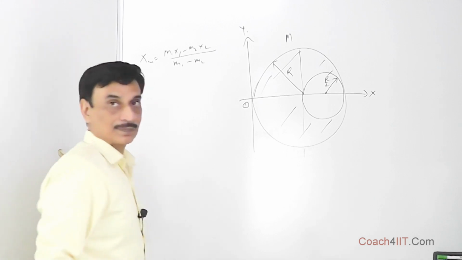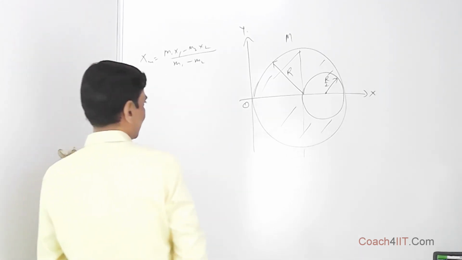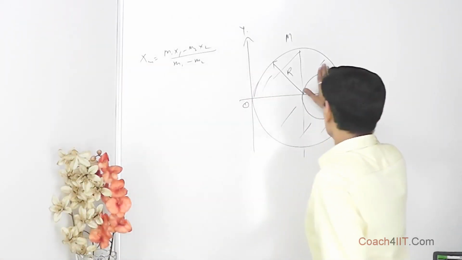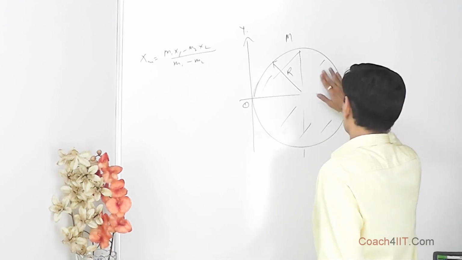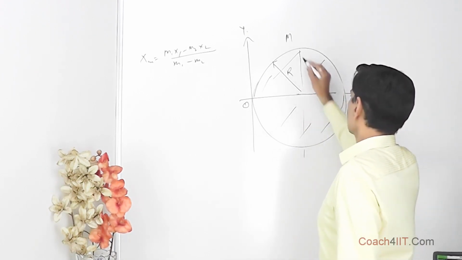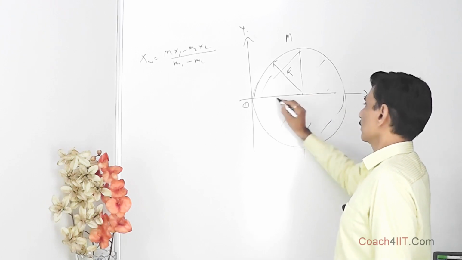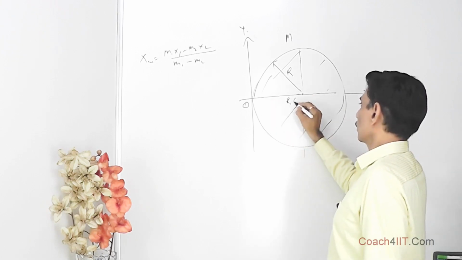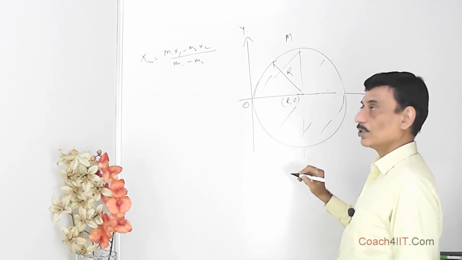What does it mean? It means that first we take this whole disk, and the x coordinate of its center of mass is r0.